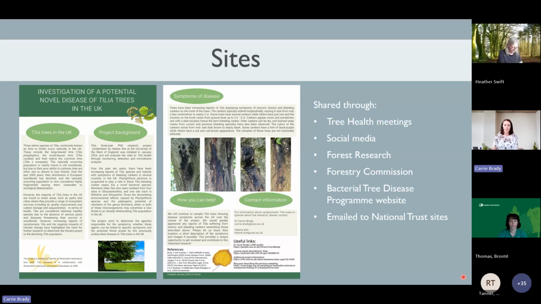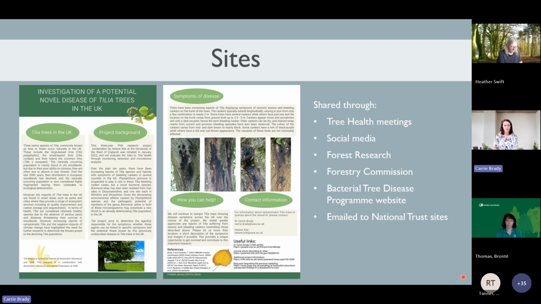But then Helena came up with a brilliant idea of creating an information pamphlet that we could share, asking for people to contact us with reports of bleeding canker on Tilia. And we shared this pamphlet through tree health meetings. We shared it on social media. We asked Forest Research and the Forestry Commission to distribute it for us. And it was also posted on the Bacterial Tree Disease Program website. And we emailed it to a lot of National Trust sites as well.